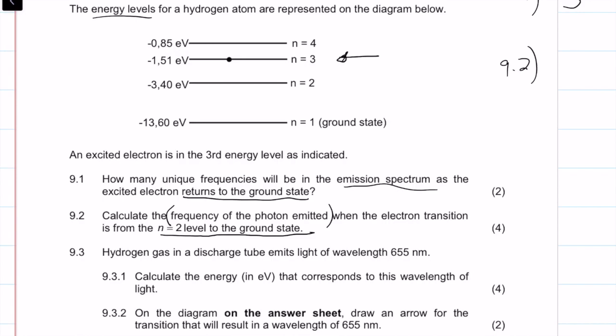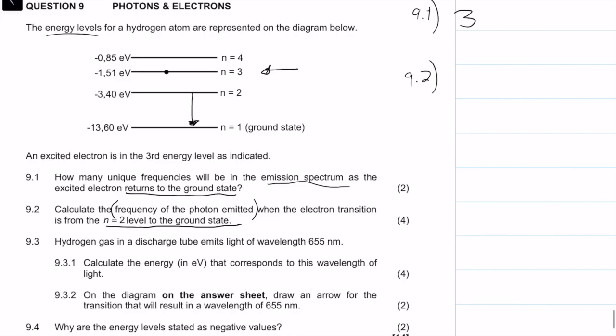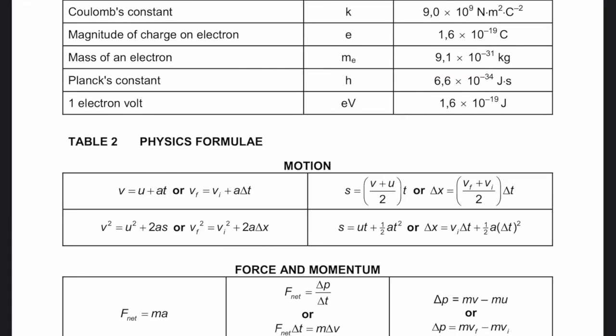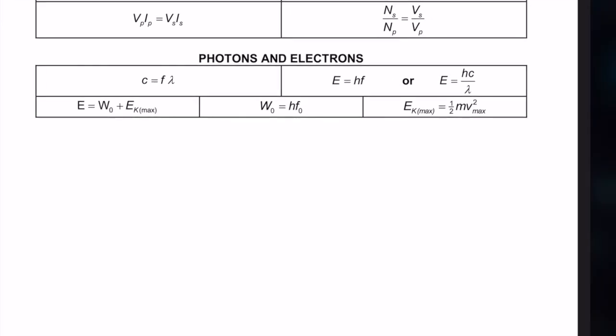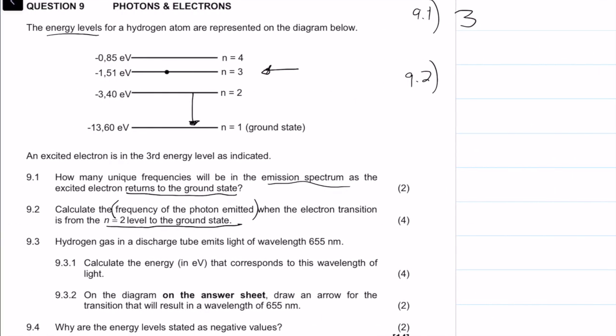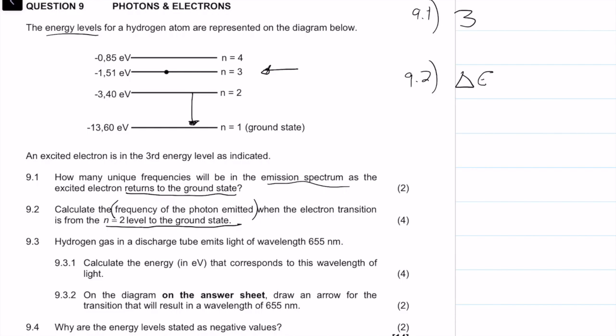Okay, so from the second energy level to the ground state. The equation that we're going to use is on the formula sheet. It's the equation E equals hf. So we're going to use the equation change in E: the change in energy is equal to h, which is our Planck's constant, times f, the frequency.